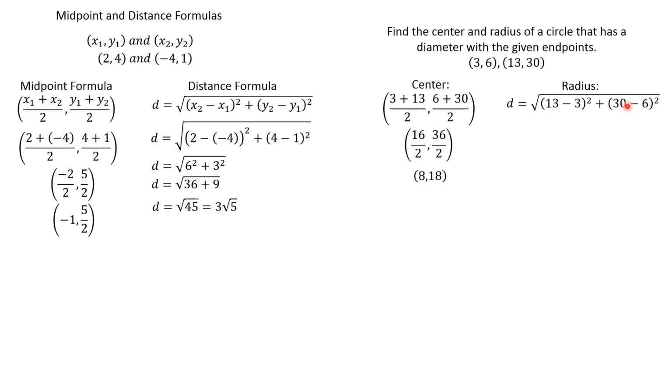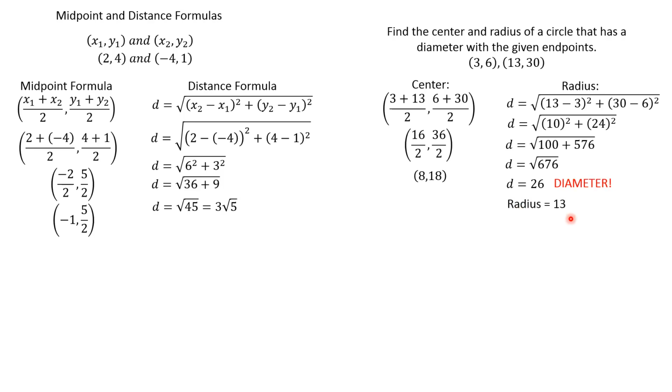So we get 10 squared and 24 squared. 10 squared is 100. 24 squared is 576. Add them together. We get square root of 676, which is 26. Now that is not the radius though, because these are the endpoints of the diameter. That would be the diameter. So if we know the diameter, how would we find the radius? Just divide it by 2. The radius equals 13.